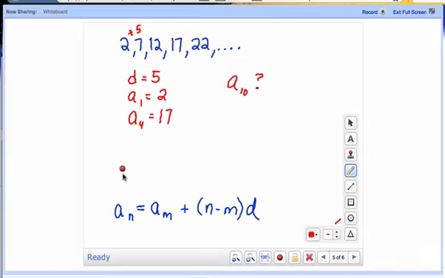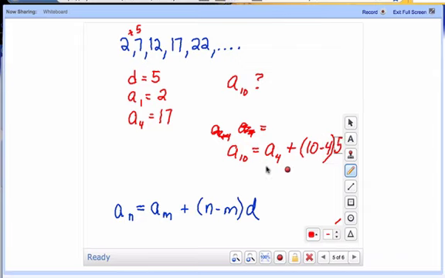So I could say, and I'll write it out, I'm finding A sub 10, right? And I know A sub 4. That's what I'm going to plug in. Plus, okay, so n, this value over here, 10, minus 4. So this is my n value, this is my m value here, and I'm going to times that by 5. Because that's what my common difference is, 5.